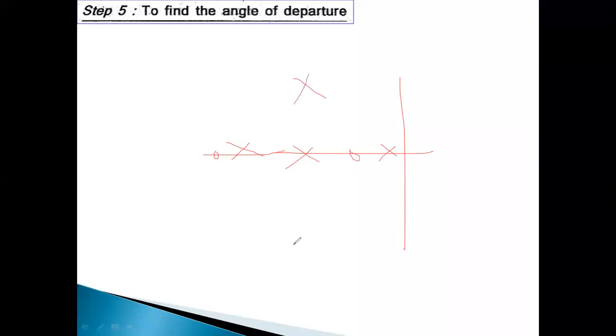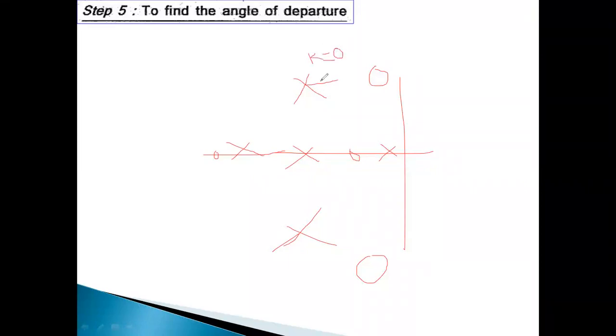If complex poles and complex zeros are present, in that case we have to find out angle of arrivals and angle of departures. Angle of departure means what and angle of arrivals means what? Angle of departure means the root locus branch always starts at open loop poles.